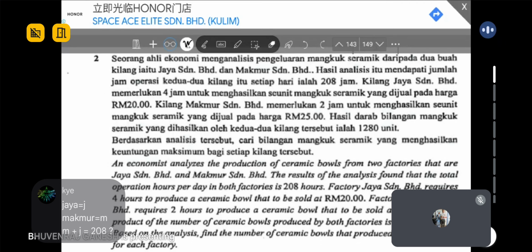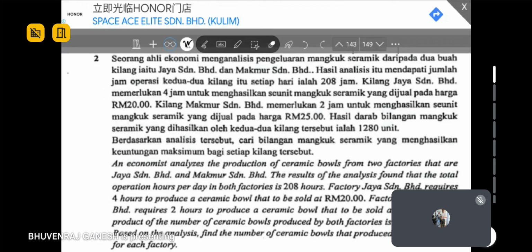M plus J equal to 208. Wait, let me see. Nope, that's not the answer. See carefully. First, you must tell me, what does your M and J represent? What about Jaya? You must tell me specifically. Is it price? Is it quantity? Is it what? Okay, you must be specific guys.